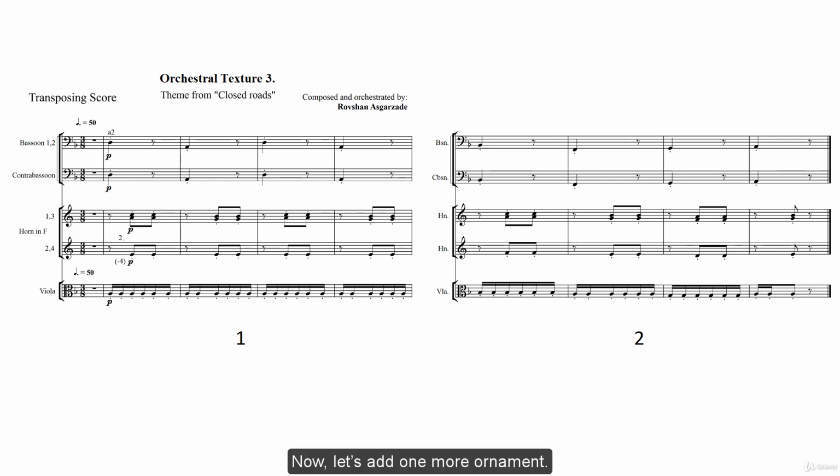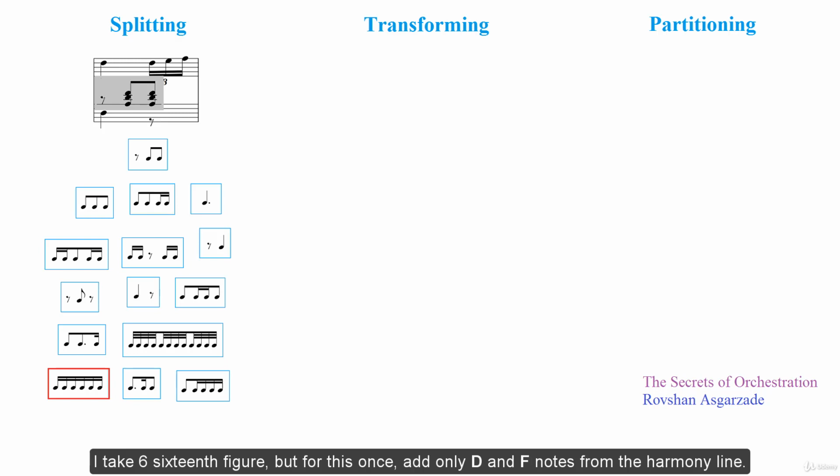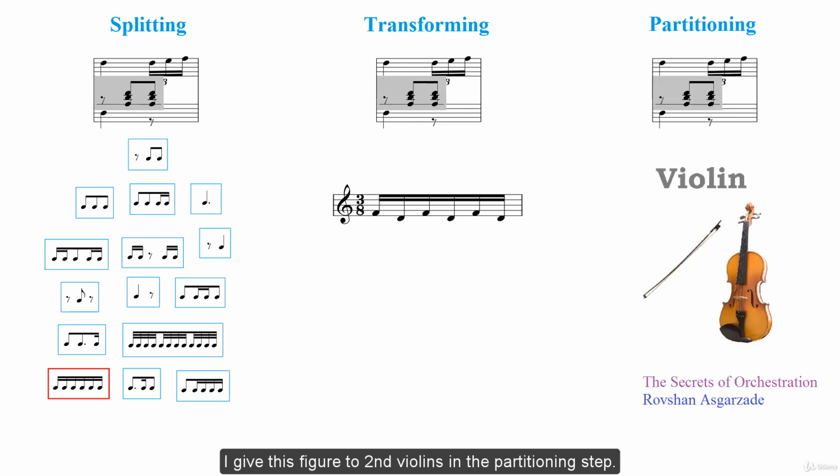Now let's add one more ornament. I take the 6/16 figure, but for this one, add only D and F notes from the harmony line. I give this figure to second violins in the partitioning step.